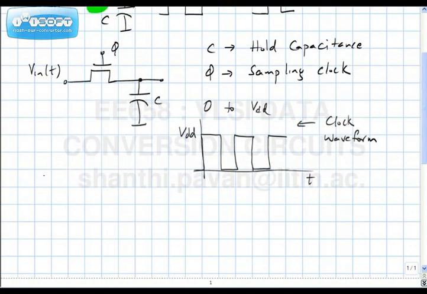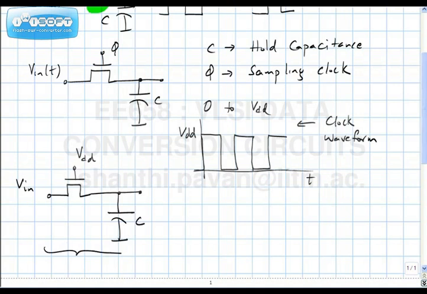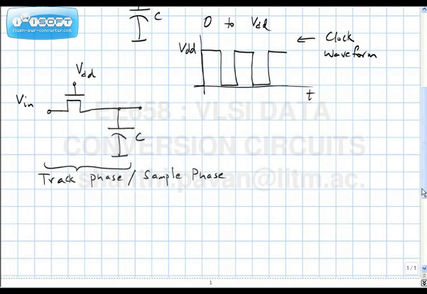When the clock is high, this potential is at VDD, this is Vin, and this is the sampling capacitor C. So this is the track phase or the sampling phase. It is called the track phase, which obviously makes sense, because during that time the output of the sample and hold, which is this node, is tracking the input. You can call it the sampling phase, so these terms are used interchangeably.